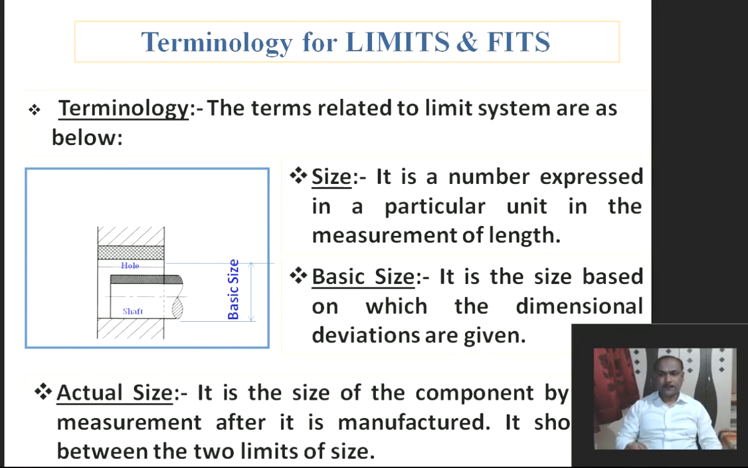So the size means the component dimension we are measuring and we are expressing it in a number. Now the designer, whenever he designs one component, gives some basic dimension for it. Based on the calculations he does, based on the strength of material equations or the machine design equations, he is getting one dimension. So that is called the basic size of the component. And the actual size of the component is the size that we are getting after manufacturing, and after manufacturing we are measuring it.